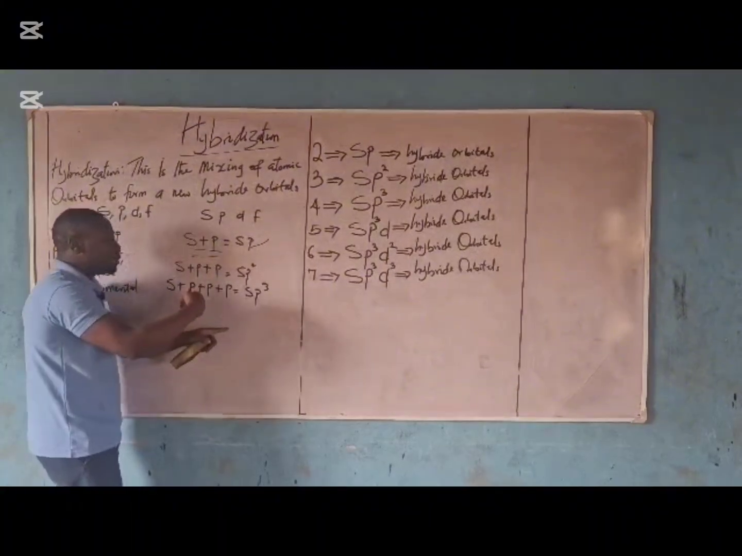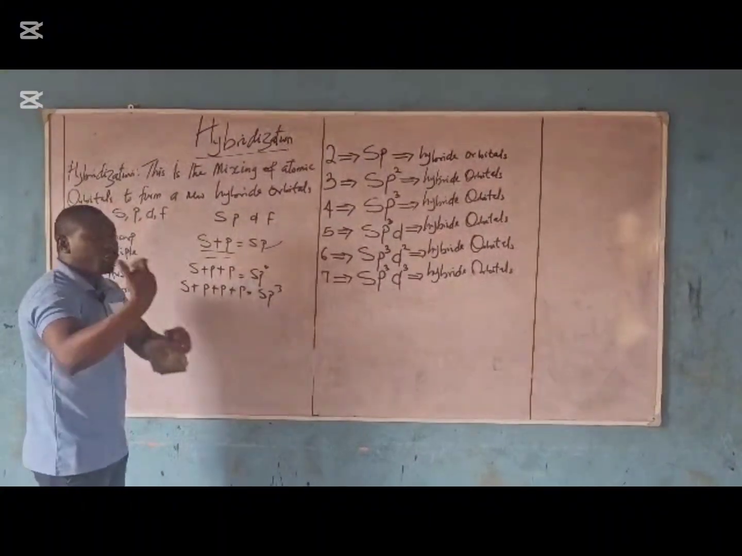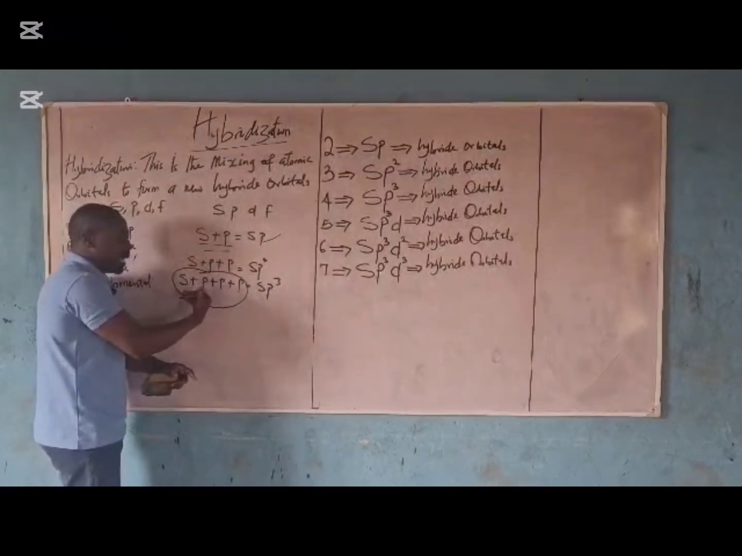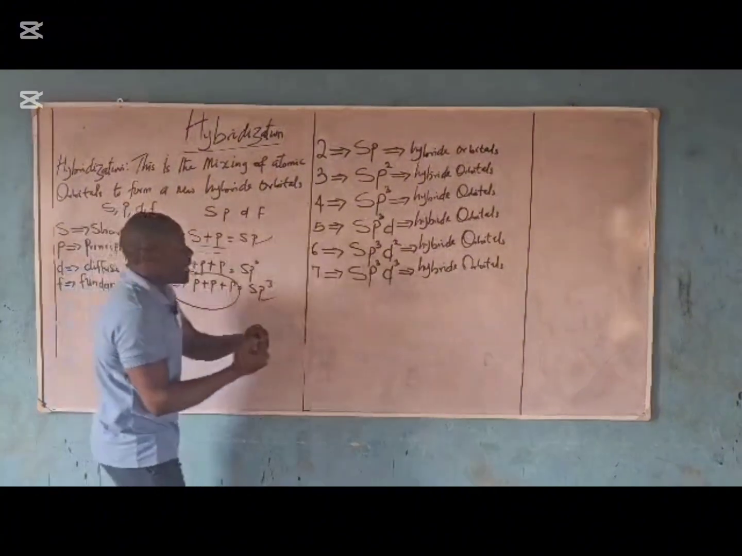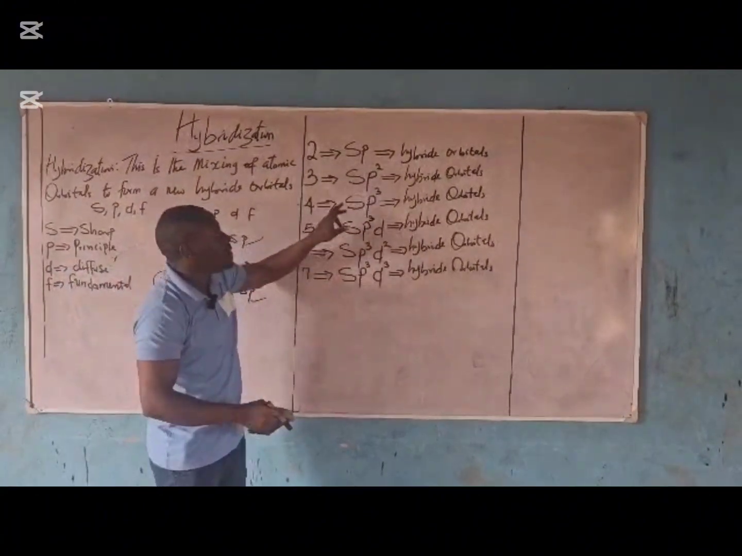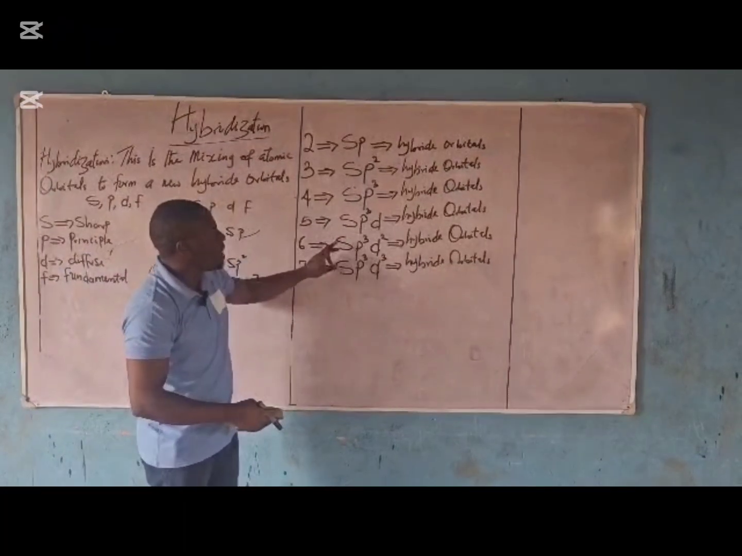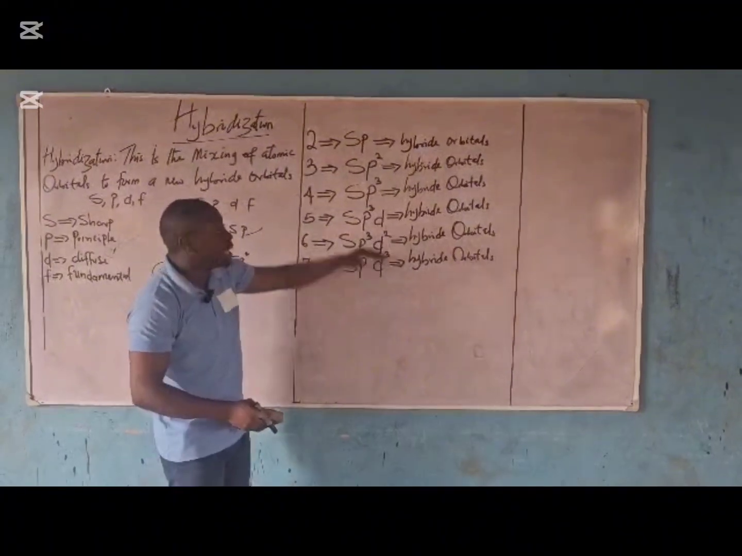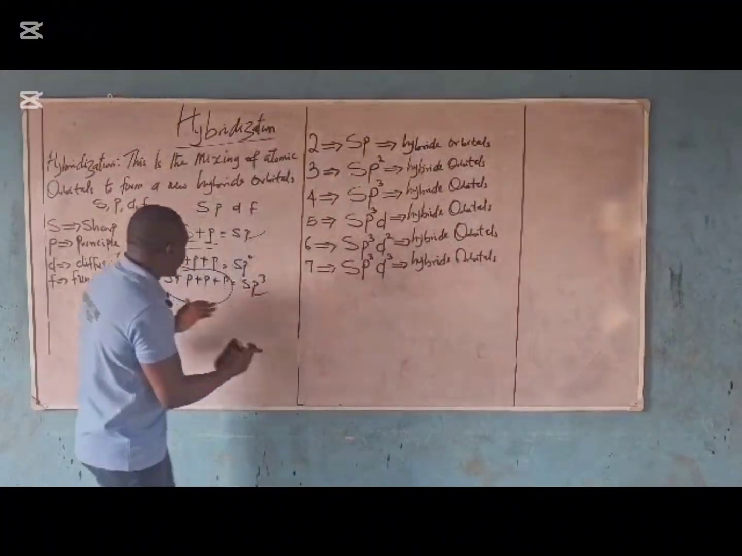So just like we said, hybridization is the mixing or blending of two or more orbitals. So this one is the mixing or the blending to form a hybrid. Is that clear? So these are the hybrids. We have the sp, the sp², the sp³, the sp³d, the sp³d², and it goes on like that. So these are your hybrids, and this is the mixing.